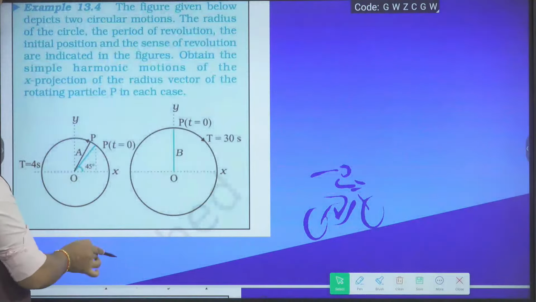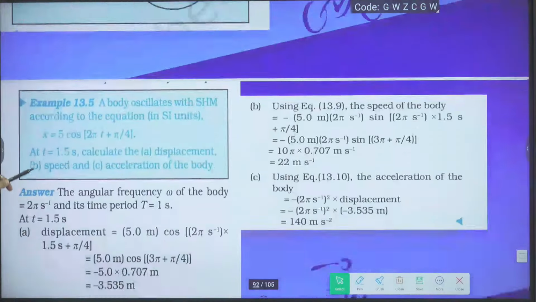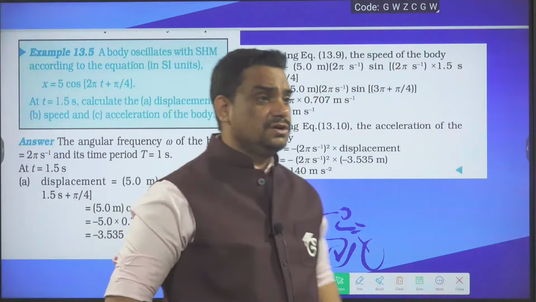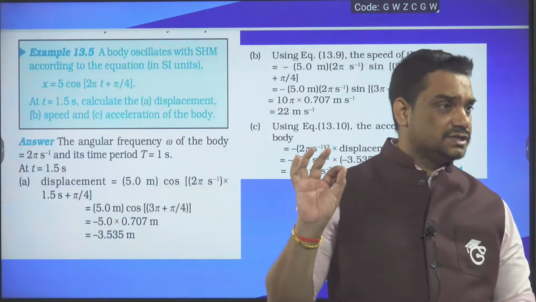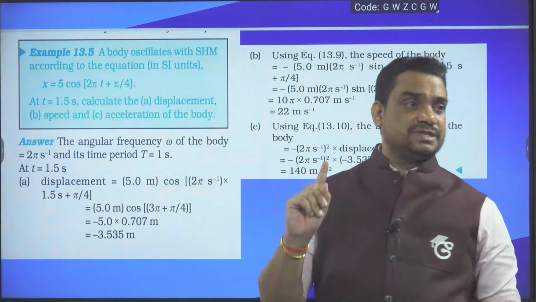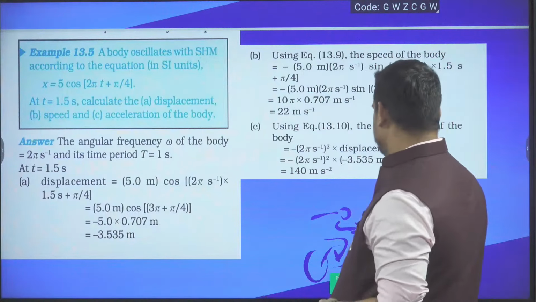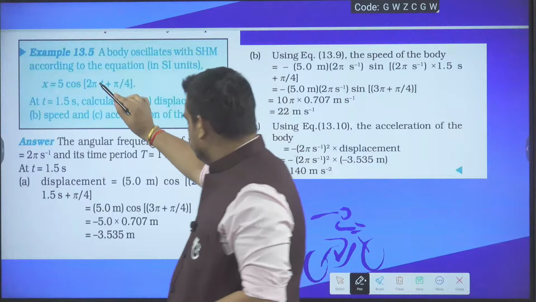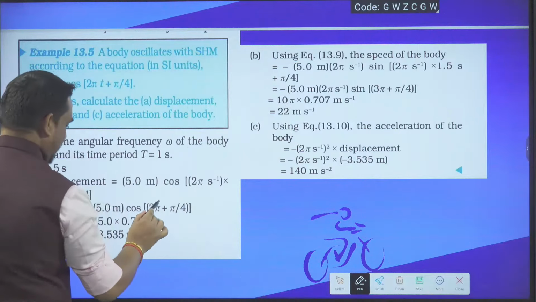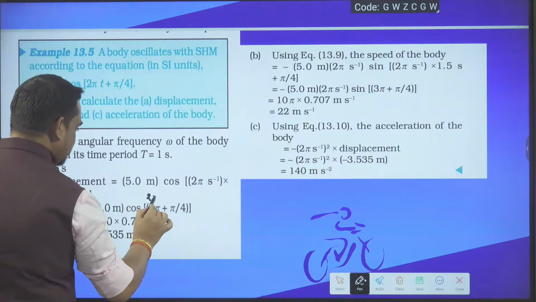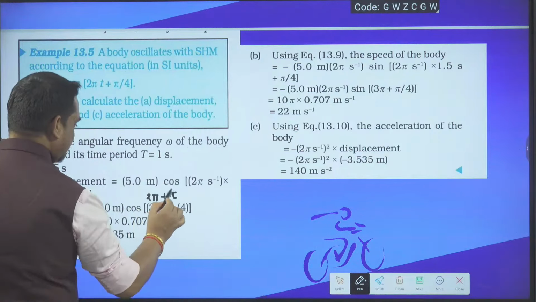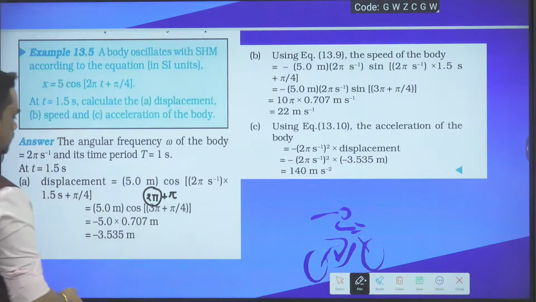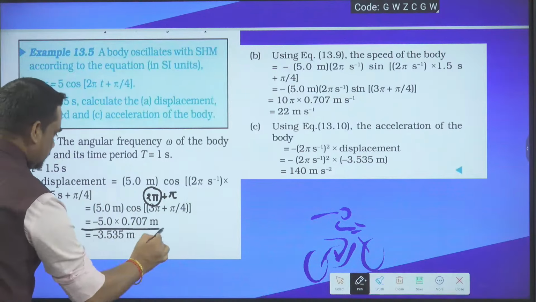This one is for practice. Two diagrams are there. Now, a body oscillates with SHM according to the given equation. They are asking you to find all three things at 1.5 seconds. When you put 1.5 here, this becomes 3 pi. Cos 3 pi is nothing but 2 pi plus pi. So 2 pi you can ignore, so there is pi plus pi by 4.